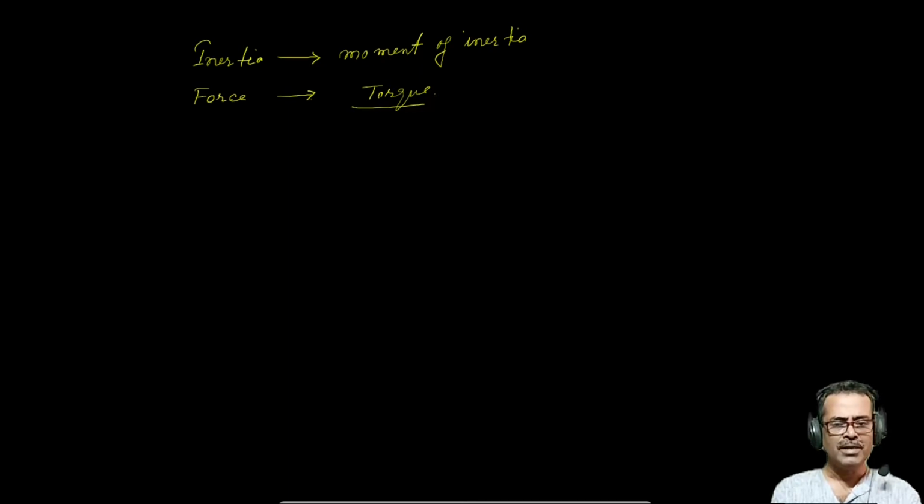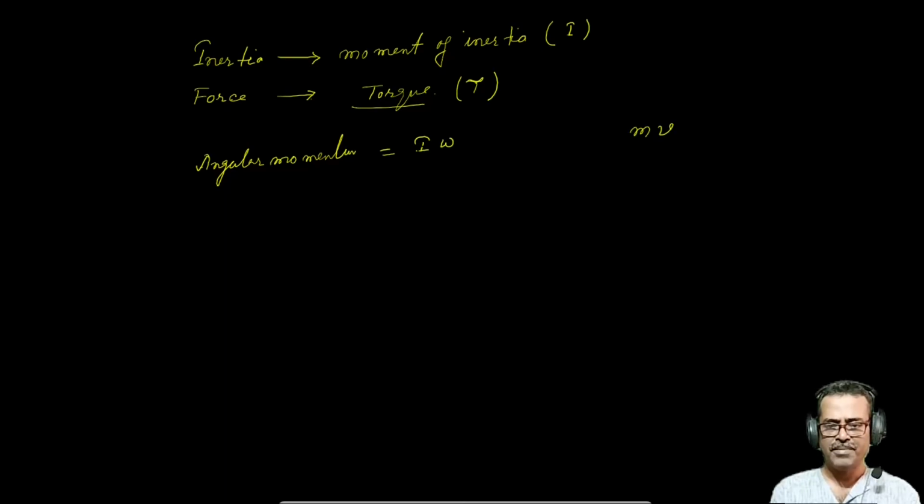And second law: rate of change of momentum is directly proportional to the applied force. Here the rate of change of angular momentum will be directly proportional to the torque. So momentum is converted into angular momentum. What is angular momentum? This is moment of inertia I, and this is tau, like t, it's a curve. Angular momentum is a vector quantity, moment of inertia is a scalar quantity. Now angular momentum is equal to I into omega, just like m into v. M is replaced by I and v is replaced by omega.